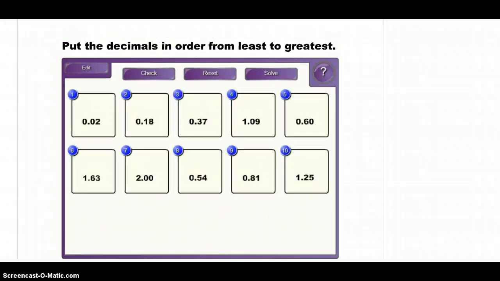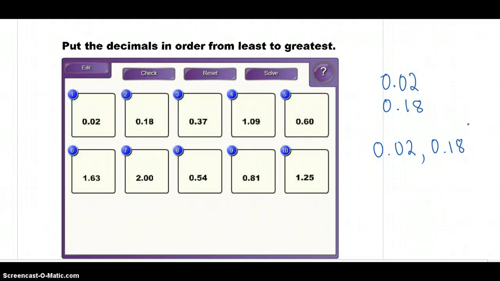Next, we are going to put the decimals in order from least to greatest. The easiest way to do that is to line them up on top of each other and compare each place value. For example, I'll do the first two. 0.02 and 0.18. I can tell that the zeros match in the ones place, but then when I get to the tenths place, I compare 0 and 1, and 1 is bigger. Therefore, 0.02 is smaller than 0.18.